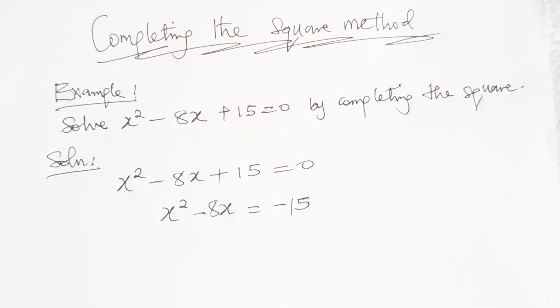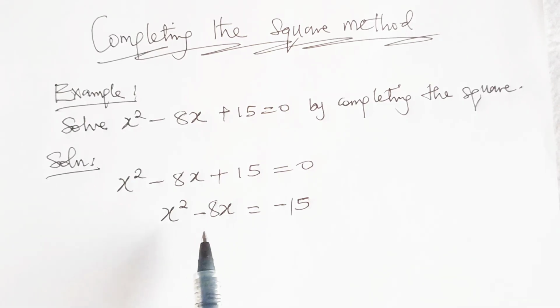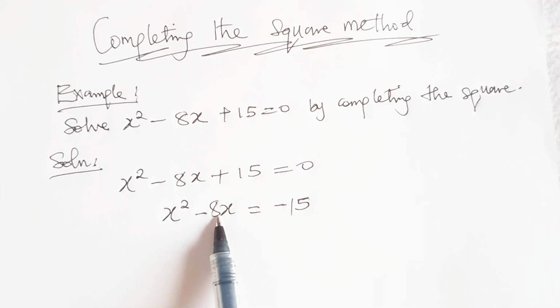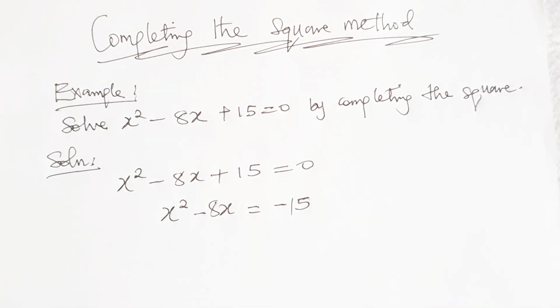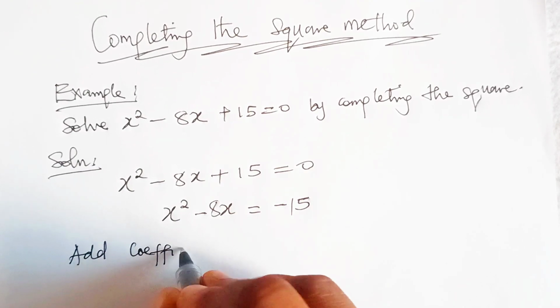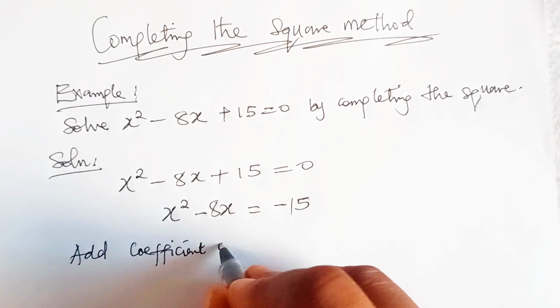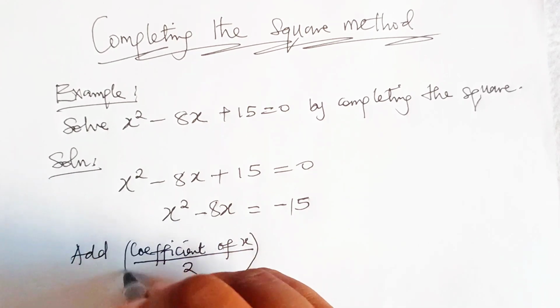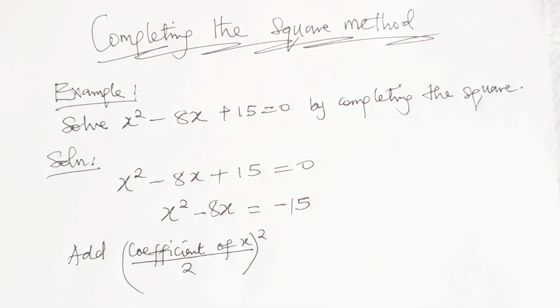Then the next step is to add the coefficient of x. The coefficient of x in this equation is minus 8. So I'm going to add the coefficient of x divided by 2 all squared to both sides of the equation. That is, I'll add the coefficient of x divided by 2 and then square it to both sides of the equation.